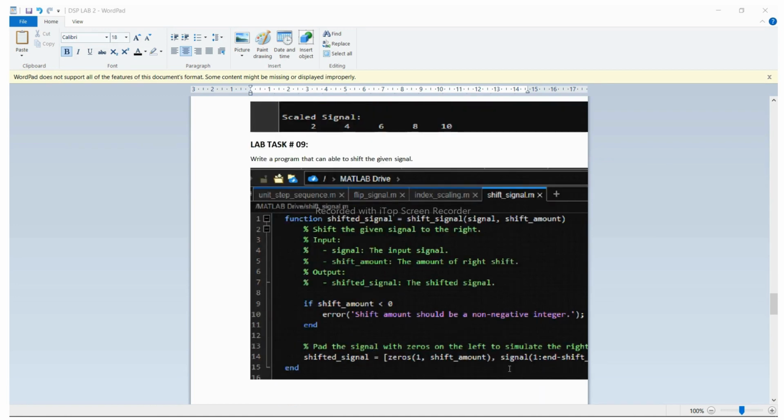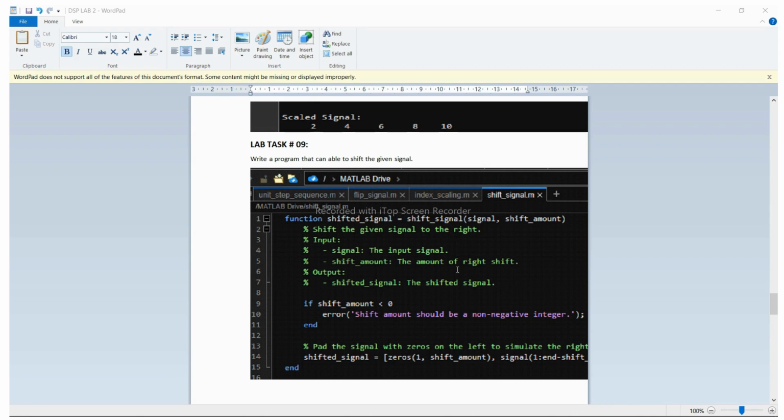In this lab, task number 9, we are asked to write a program that can shift the given signal. Basically, signal shifting means shifting the signal by a specified amount. In this we have two arguments. One is signal, that is the input signal, and secondly shift amount, the amount to shift the signal.